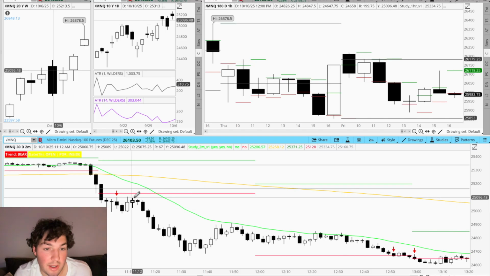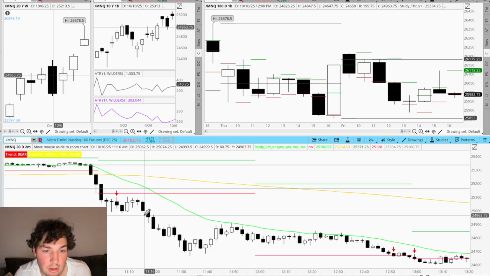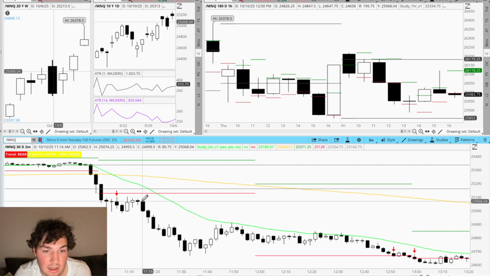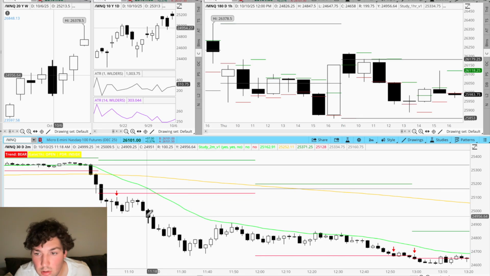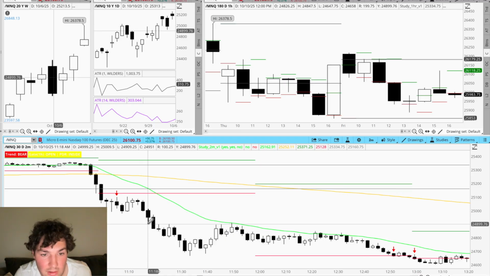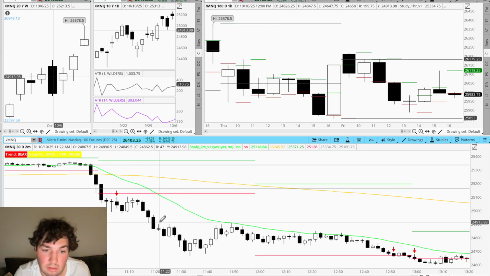And say I kept watching, got back in on this signal here, I could have ridden this down and posted a nice profit. I could have either ridden it down to about here, which is 90 points, or if I didn't get stopped out here, then I could have taken it all the way down to 200 points down. So that's really good.